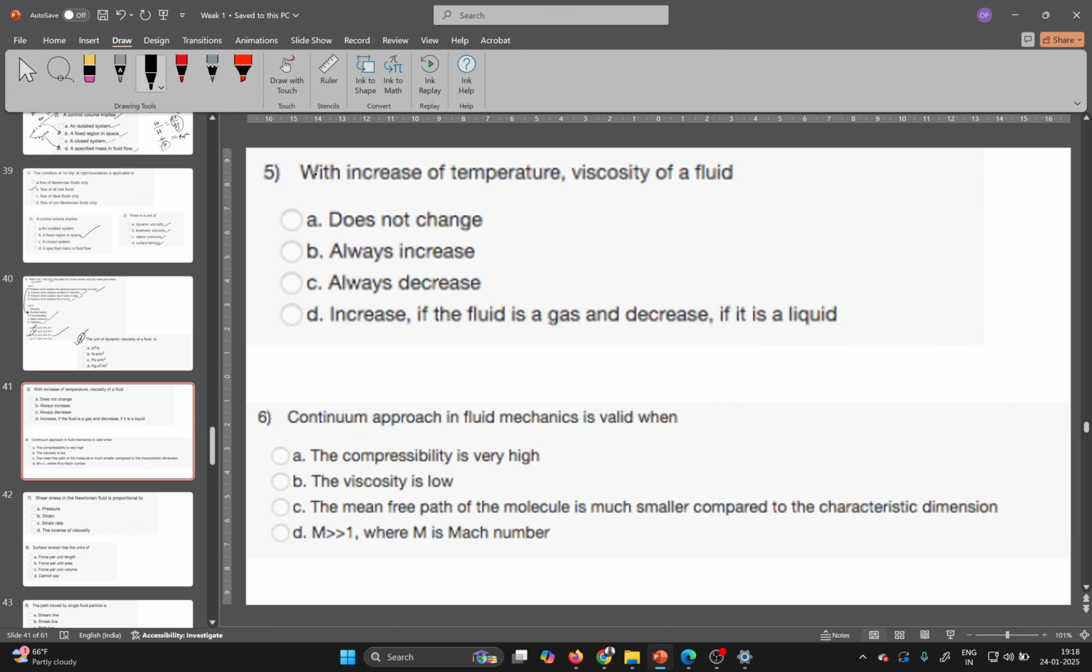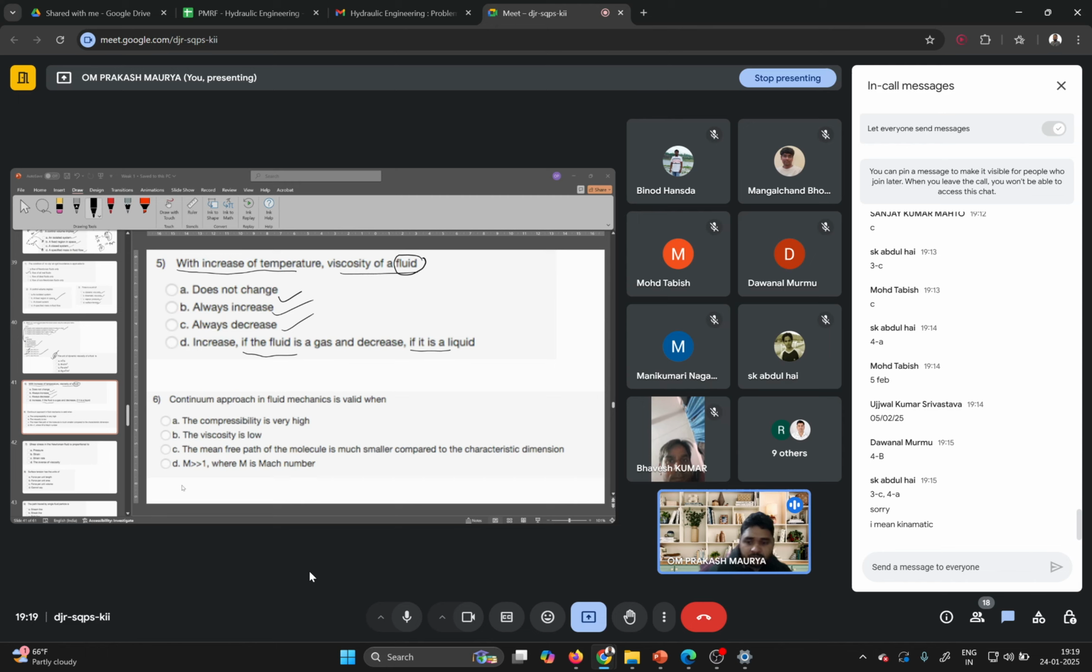With increase of temperature, the viscosity of a fluid, and we are talking here about the fluid, does not change, always increases, always decreases, or increases if it is gas and decreases if it is liquid. So please read all options carefully and try to give your answer for question number 5. Everyone, please try to participate. These are very basic and fundamental questions.